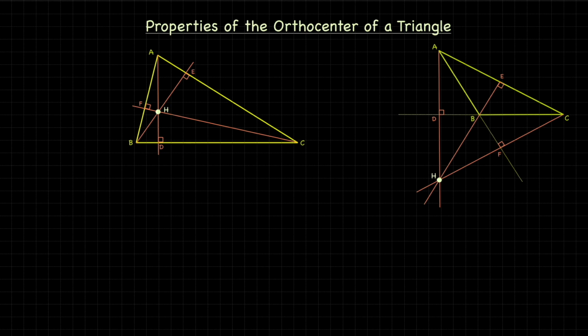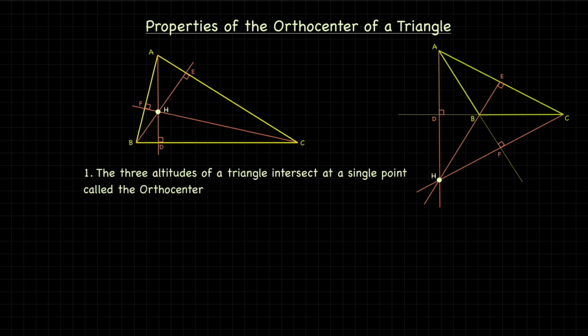Angle ABC is obtuse. The first property that we're going to prove is that all three altitudes of the triangle will intersect at a single point. This point is called the orthocenter. In this example, AD is the altitude that connects side BC to the vertex A. Angle ADC is a right angle, and the same applies for the other two altitudes, BE and CF. All three will intersect at point H, which is the orthocenter.